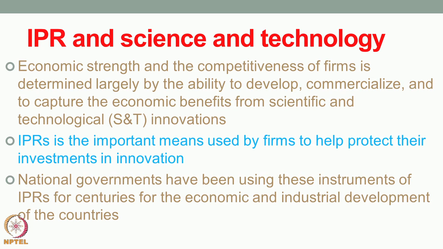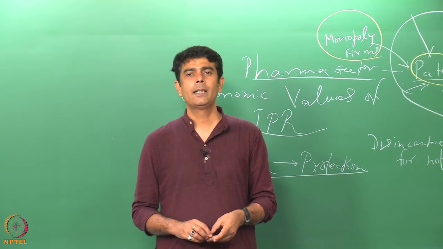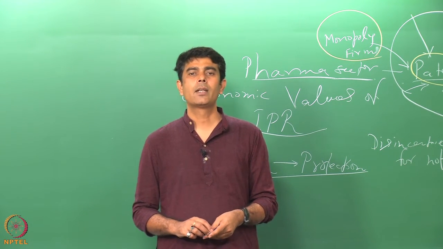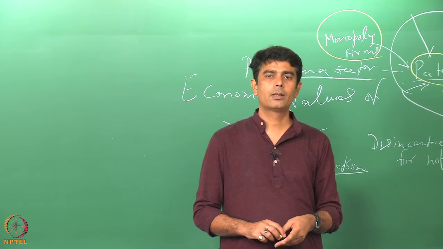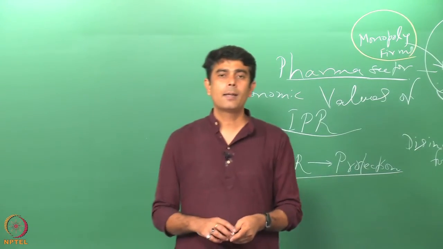We see that intellectual property rights is one of the important means for science and technology innovations, and it is one of the important means used by firms to help protect their investment in innovation. National governments have been using these instruments of intellectual property rights for centuries for the economic and industrial development of the country. So, for all scientific development, especially the firm is determined largely by the ability to develop, commercialize and capture the economic benefits of scientific and technological innovations.